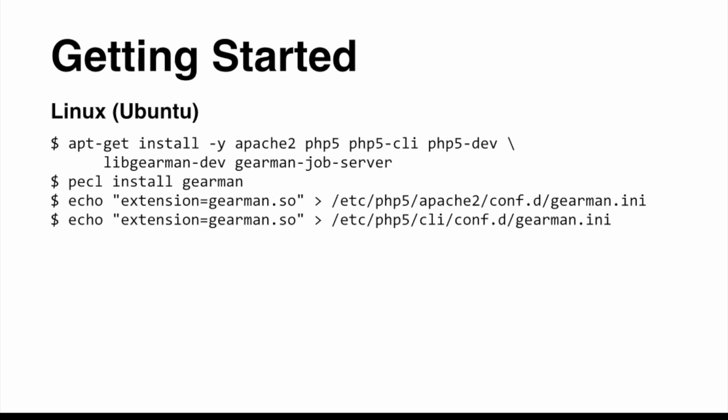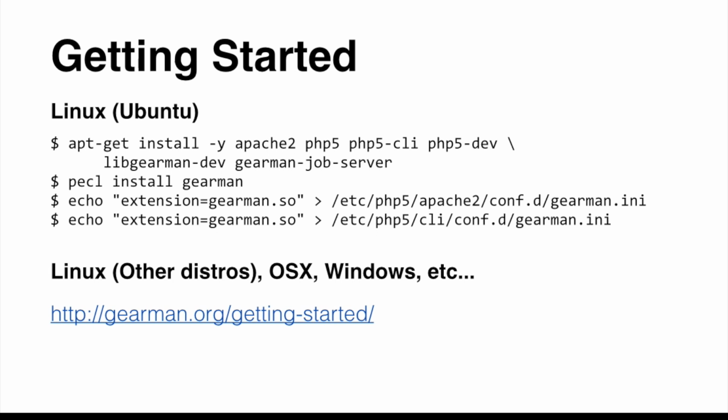It's pretty easy to get it up and running on a Ubuntu server. There are a few packages that you need to install. There's Apache, the PHP 5, the CLI, and the dev package, as well as the Gearman job server and the libgearman dev package. That's required by PECL to install the PHP Gearman extension. If you're not running on Ubuntu, there are instructions on gearman.org for other Linux distributions or OS X or Windows.